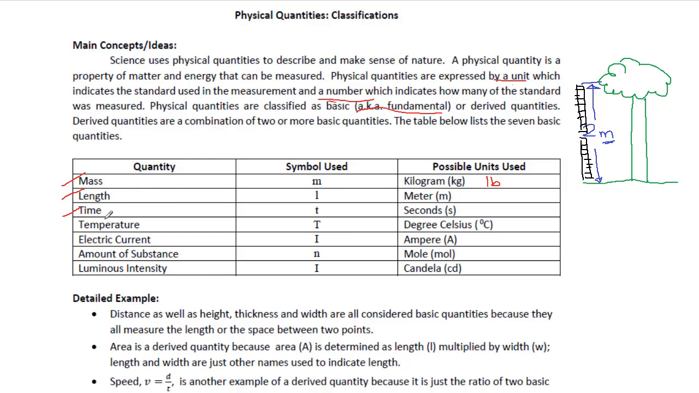Time, of course, I think we're familiar with this. Now note that when we measure these things, we need a device to measure, like time. We need a clock, for example, and for time, the unit could be seconds, it could be minutes, it could be hour, it could be year. Temperature, it could be degree Celsius, it could be degree Fahrenheit, or it could be Kelvin.